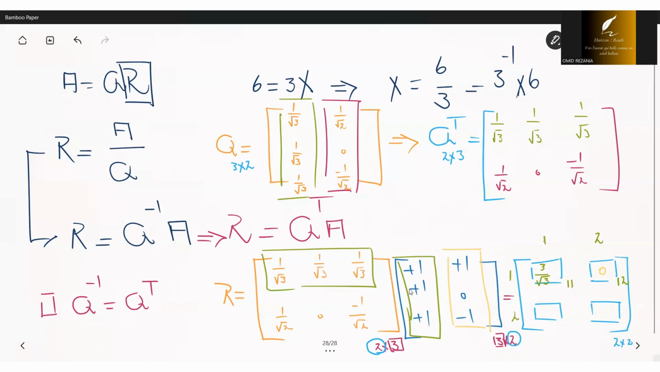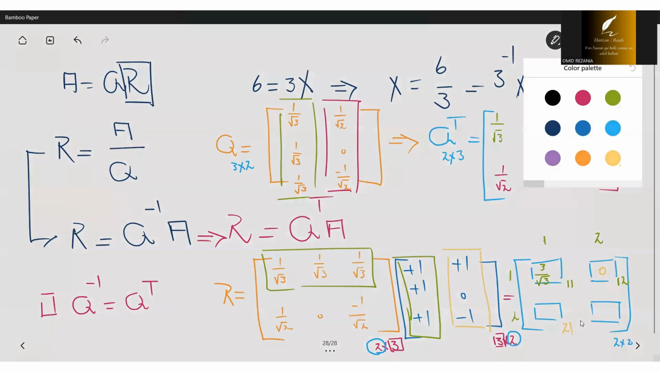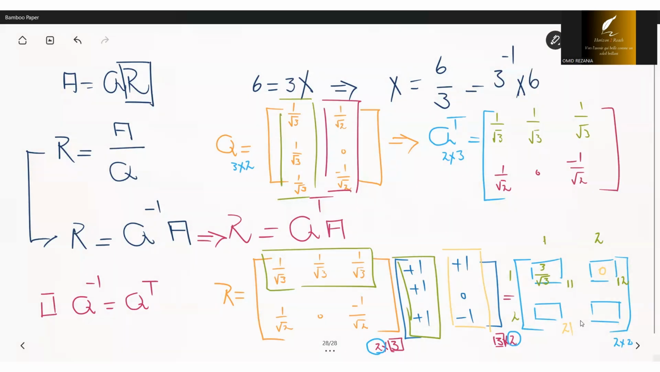2, 1. Okay. Look at that. It becomes 2 by, this is row number 2, column number 1, which becomes what? 0. Let me double check. Becomes row number 2, column number 1. It becomes this. Who said 0? Kajal. Brilliant. 0. We got 0.